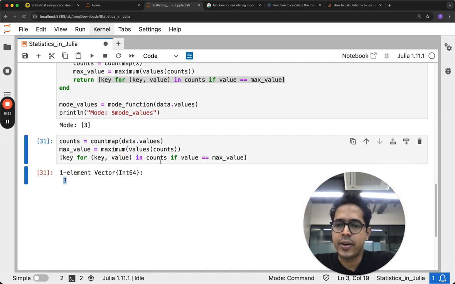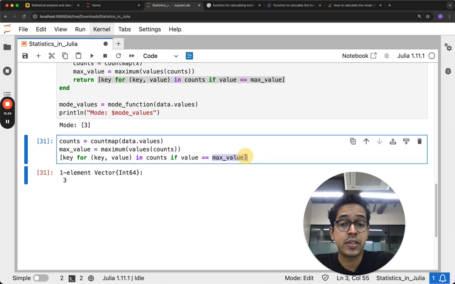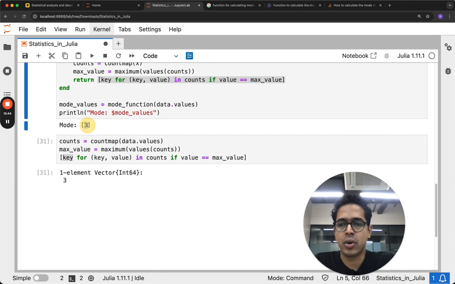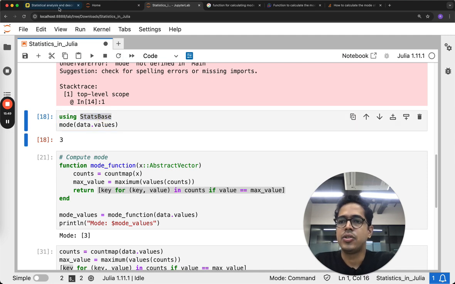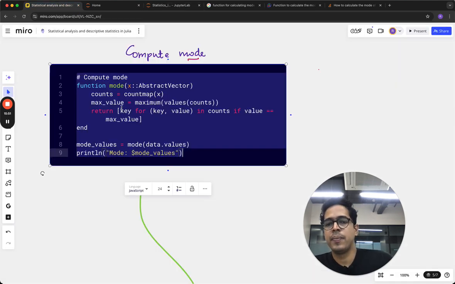So basically what we are doing here is max value is 4, and here it's iterating through all the key value pairs, and if value is matching with the max value, we are outputting the corresponding key, and the corresponding key is 3, which is the same as the mode you get from the mode function from the stats base, right? So this is mean, median and mode calculation in Julia.